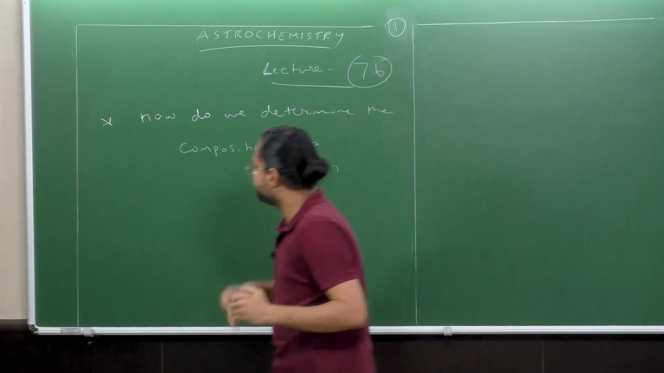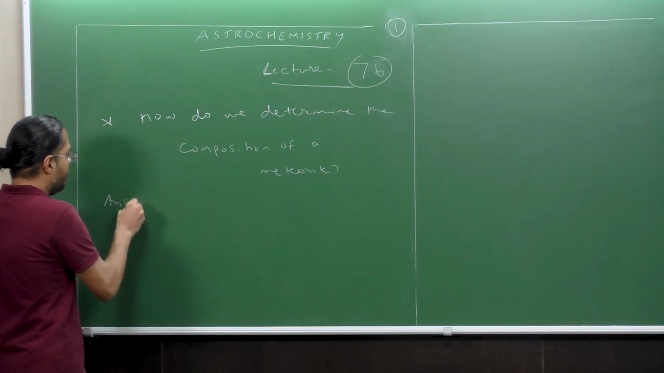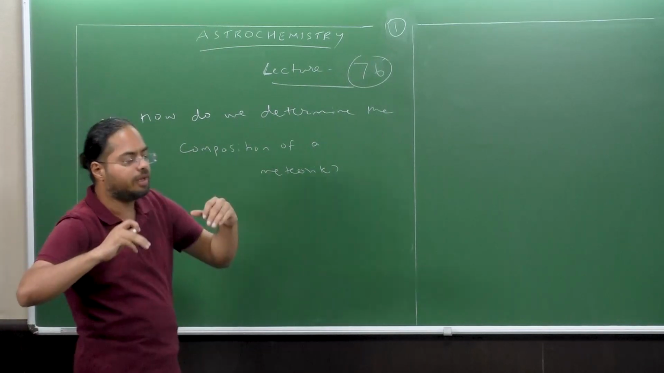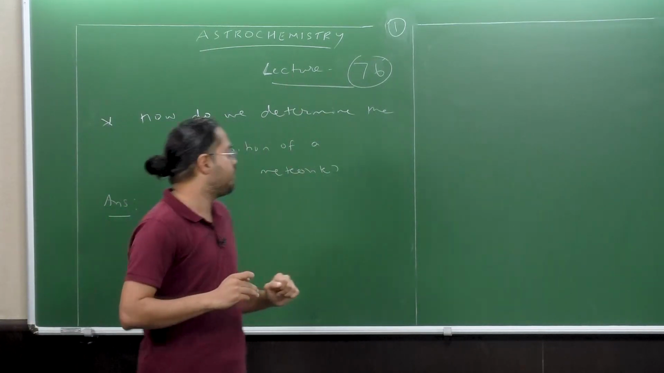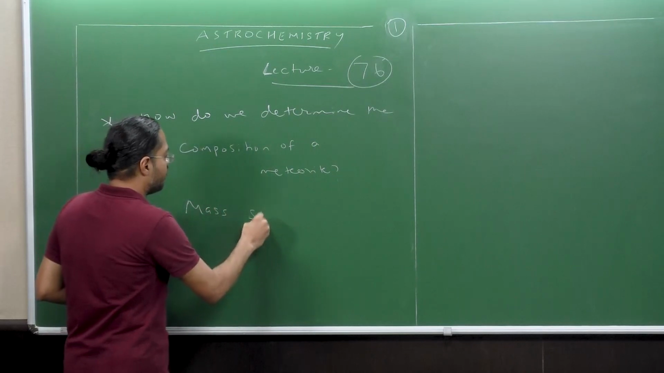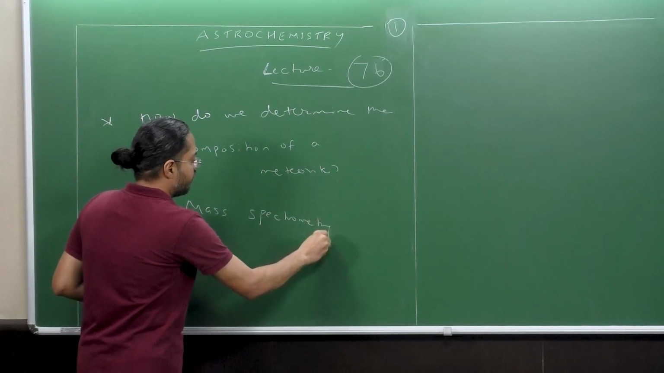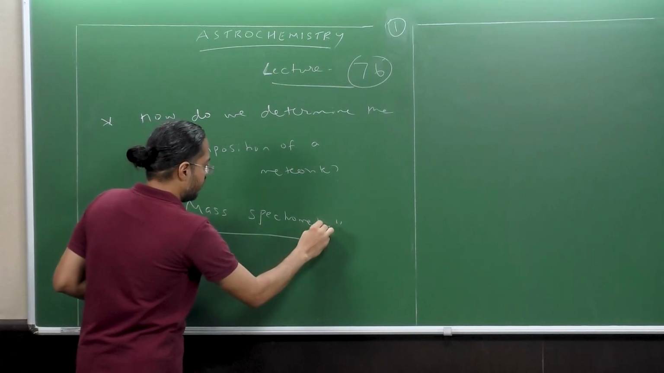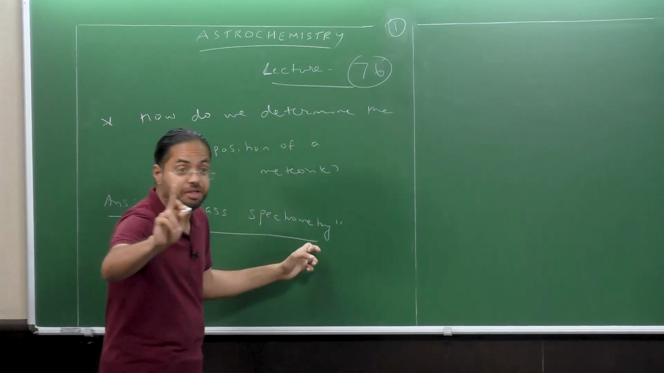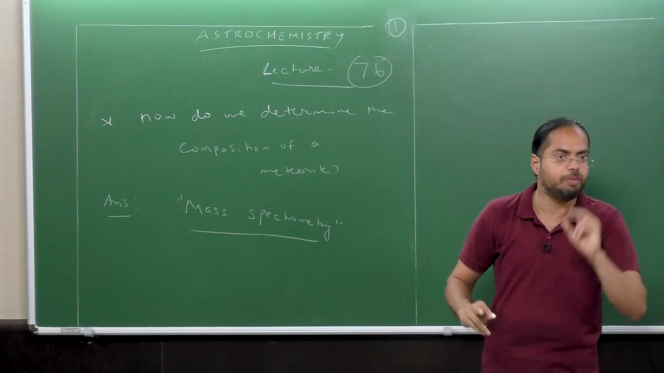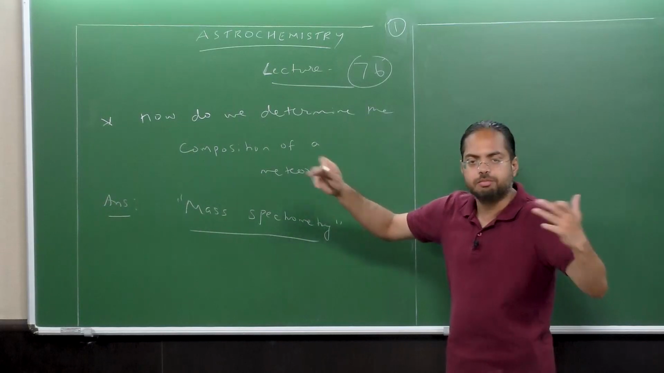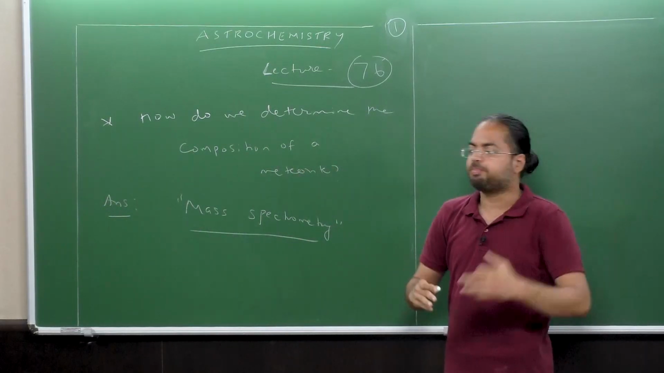The answer to this question is that we do it via the spectroscopic techniques that we discussed while on the modules of interstellar medium. As far as meteorites are concerned, the most important technique is what is called mass spectrometry. Notice, this is not spectroscopy, this is spectrometry. METRY, not SCOPY. So it is via mass spectrometry that we detect and determine what all molecules are present in a meteorite.